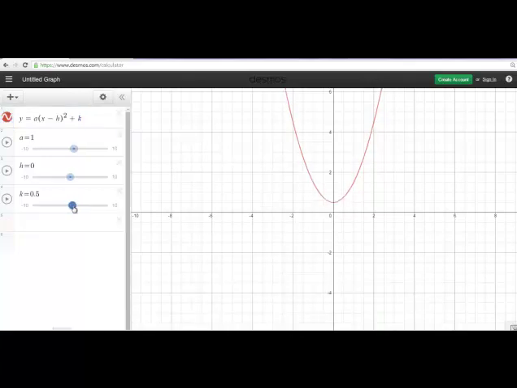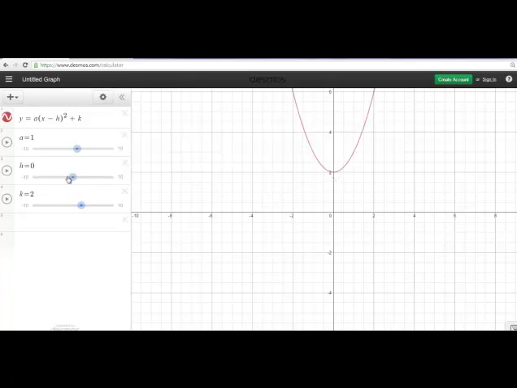So as I slide this to the right, here K is 1, and you can see it moved up 1, and I could go maybe a little bit more readable. K is 2, and it goes up 2. And then if I go negative, here is a negative 2, and the vertex, it's still a vertex, just like with the absolute value. It's the turning point, the highest point or the lowest point, depending on the A value, whether it opens up or down.